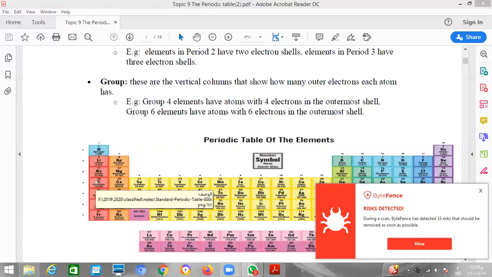So the number of shells gives you an indication of the period number, and the number of electrons in the outermost shell is the group number. Is it clear for everyone? Yes, sir.